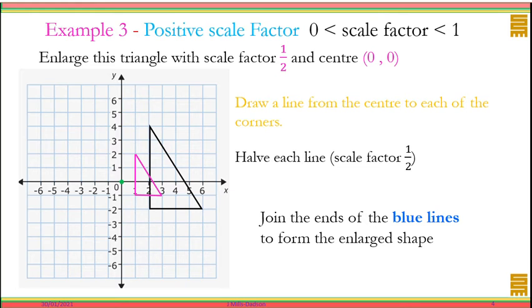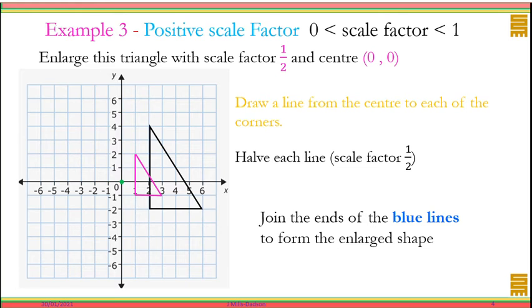The reason is, because the scale factor is what? Less than 1. So that's one thing you need to notice. A scale factor less than 1 will produce a shape smaller than the original. So the image here is smaller than the object because the scale factor is half. So we've now talked about positive scale factor when it's a whole number, and we've talked about positive scale factor when it's a fraction.